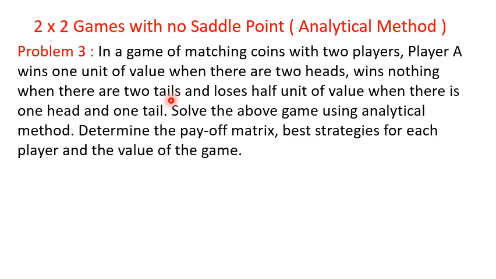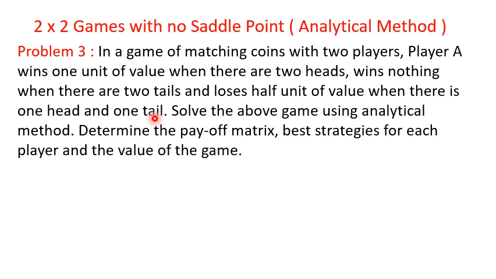That is, he neither gains nor loses anything. And A will lose half unit of value when there is one head and one tail. That is, there are two possibilities here. Player A's coin can fall as head and player B's coin can fall as tails, so then it becomes one head, one tail. Or player A's coin can fall as tail and player B's coin can fall as head. Even then it is one head, one tail.